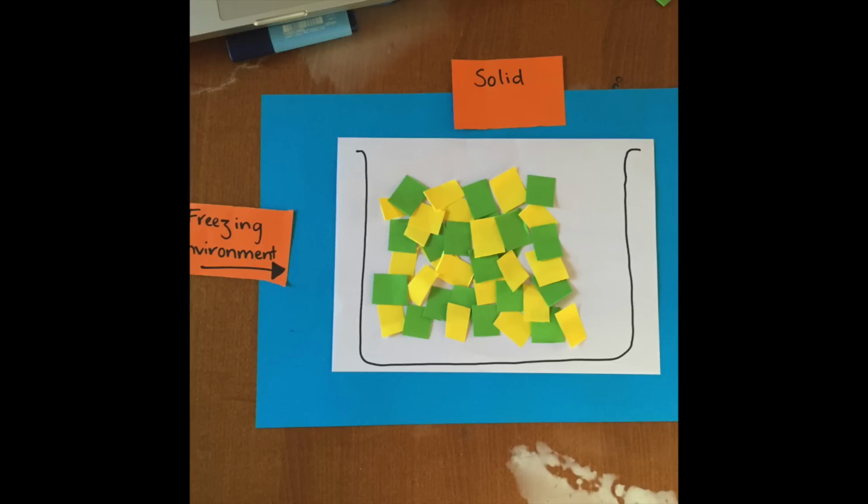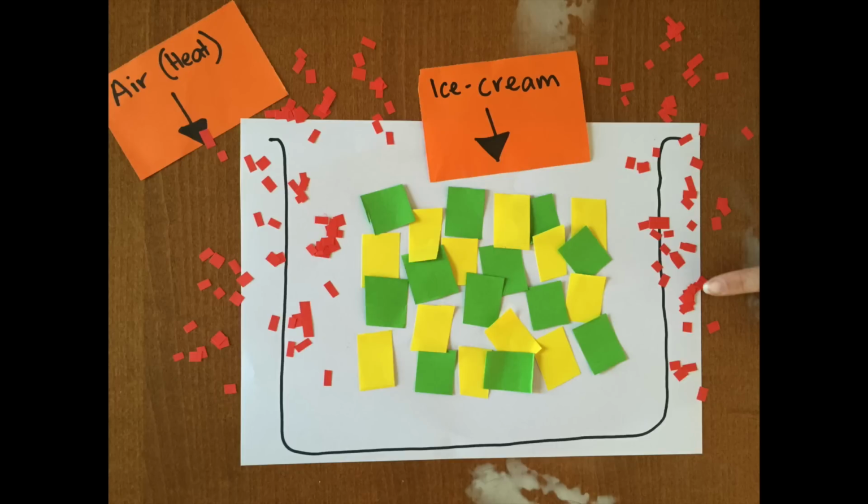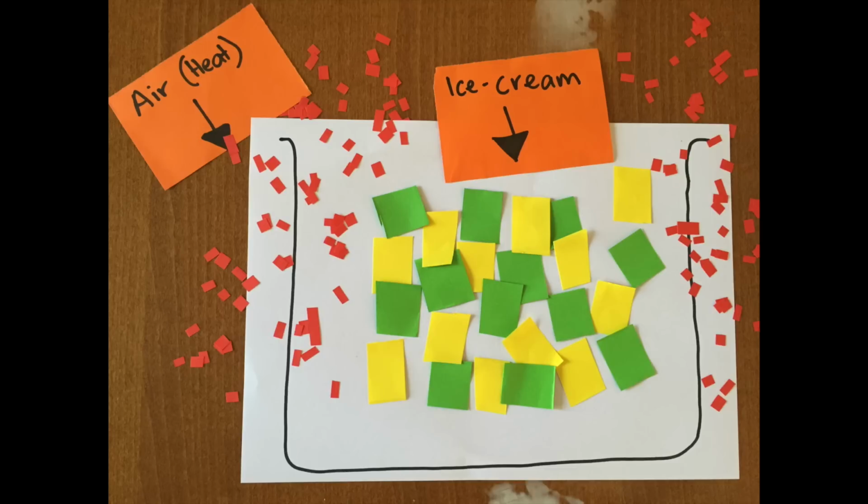However, if ice cream was removed from its freezing environment and exposed to a warmer temperature, the air would act as heat to the ice cream. When the ice cream is exposed to heat, the particles begin to gain more movement, breaking the frozen solid state.